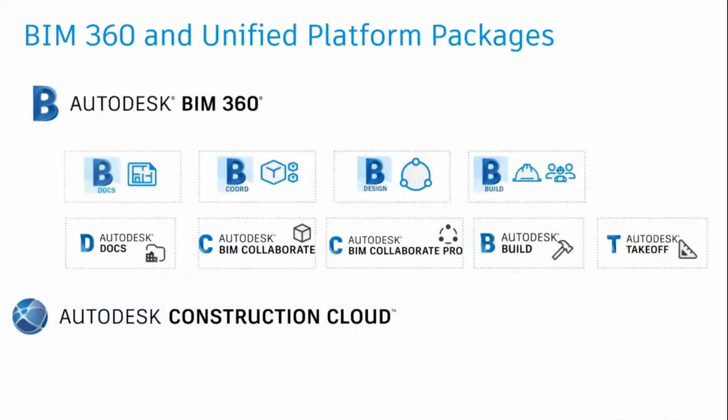So the unified platform has the same lineup similar to BIM 360 products. For BIM 360, we have BIM 360 Docs, Coordinate, Design, and Build. And in the unified platform, we have Autodesk Docs, BIM Collaborate Pro, and Build. And also there is a new product, which is Autodesk Takeoff. So what are these and what do they include?